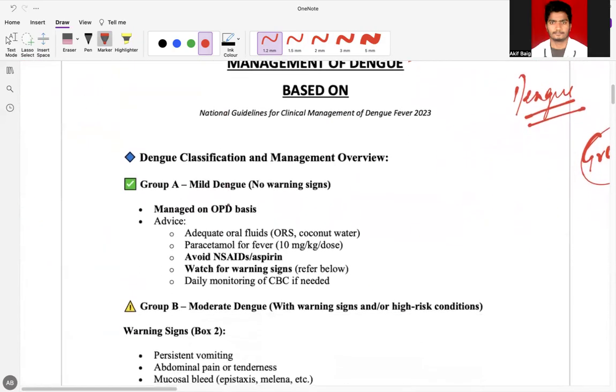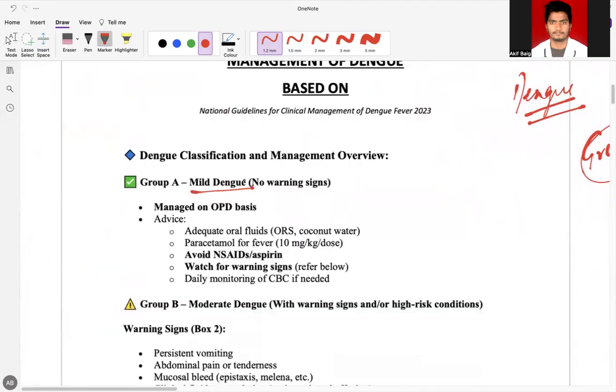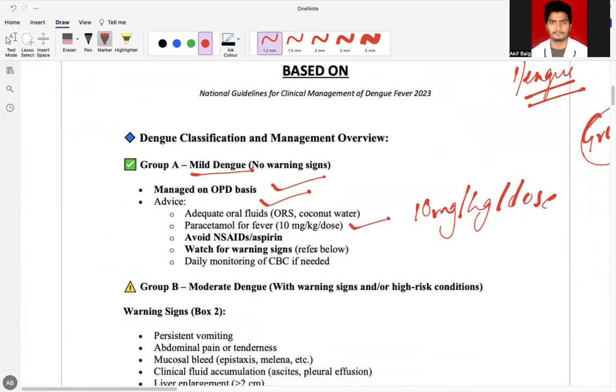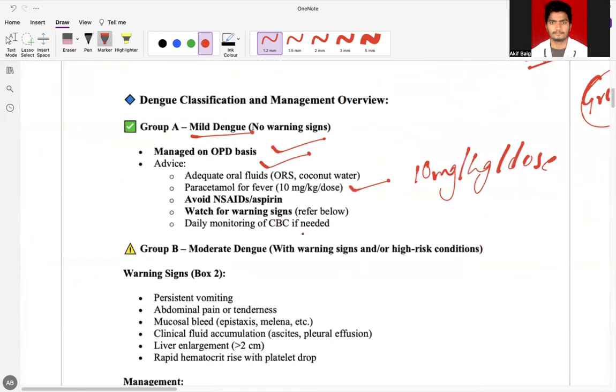So coming to the main topic again, patients with mild dengue, that is group A, will be managed on an OPD basis with adequate oral fluids. You can give paracetamol for fever, around 10 milligrams per kg per dose. Avoid NSAIDs and aspirin. Watch for warning signs and do daily monitoring of complete blood count if needed.